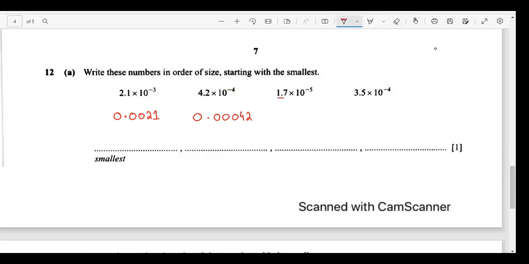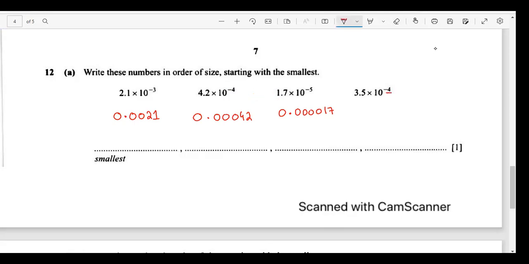Then it's 1.7 multiplied by 10 power minus 5. So 1, 2, 3, 4, 5. So it would become 0.000017. And then the last one would become, please try doing it.